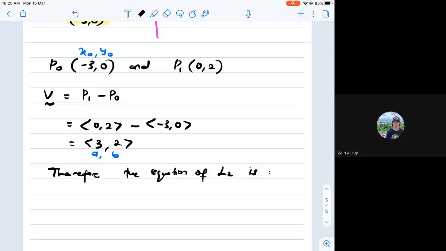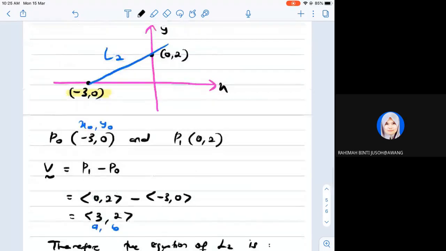Which point do we choose for P naught and P1? It's up to you. Good question. If you want to take the upper point as P naught, the lower one becomes P1. As I mentioned earlier, in this topic we can have more than one answer. It depends on the value that you choose. So don't worry.